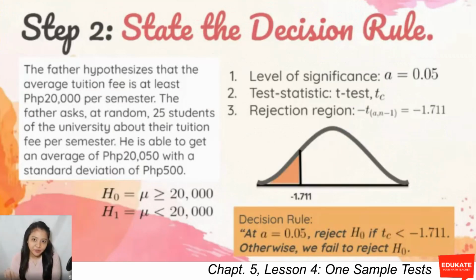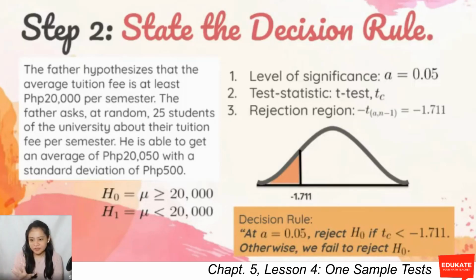Based from the guide, we can state our decision rule. Okay? So the first one, level of significance. Let's set the level of significance as 0.05. Alpha level 0.05, meaning our confidence level will be 95%. Next part is to determine the test statistic to use. Recalling, para malaman kung anong test statistic to use, look at your sample size.